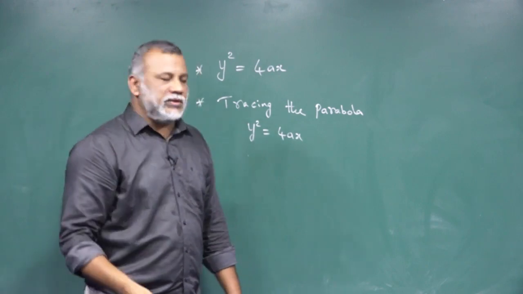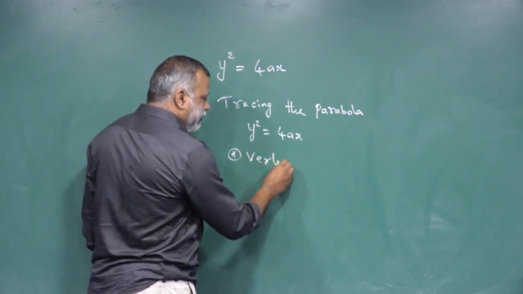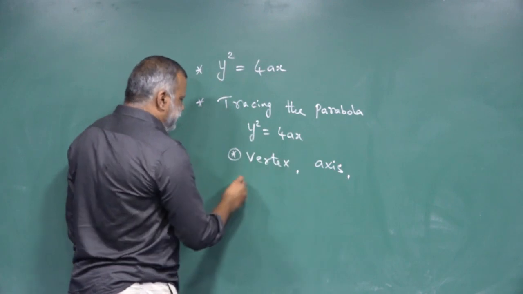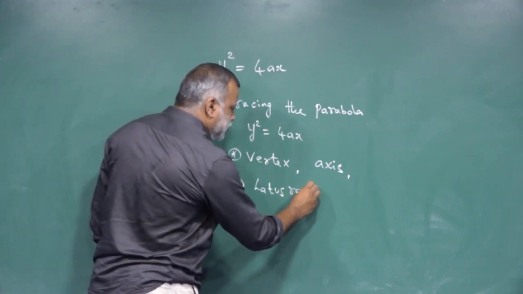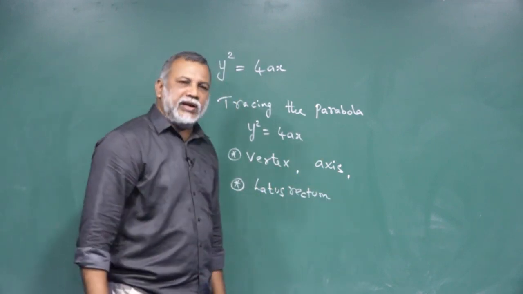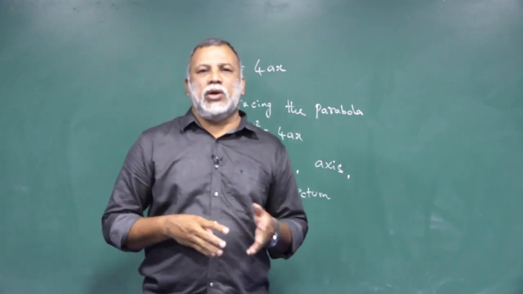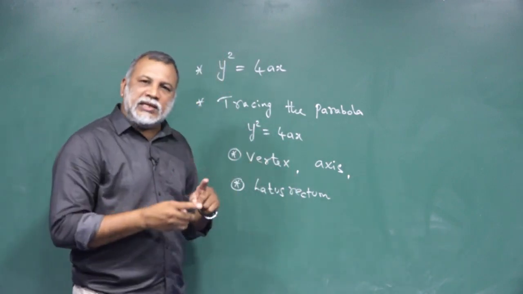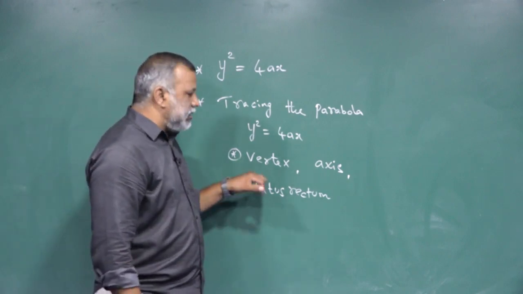In that heading, we are discussing some basic definitions. Number 1, vertex. Number 2, axis. Again, latus rectum. These concepts we already discussed. What is the meaning of vertex? Vertex is the point of intersection of the parabola and the axis of the parabola.